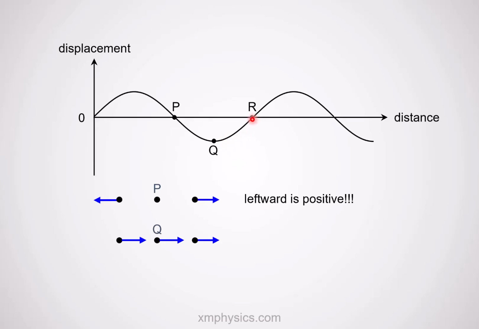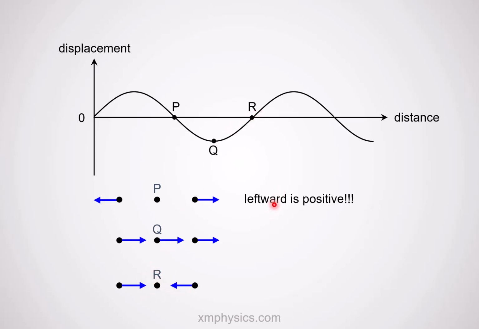What about point R? On the left is a negative displacement. That means the particle on the left is displaced rightward. Remember, leftward is positive. So what happens at point R is the particle on the left is displaced rightward and the particle on the right is displaced leftward. What does that make R? It makes R very compressed. That's why R is a point of compression.